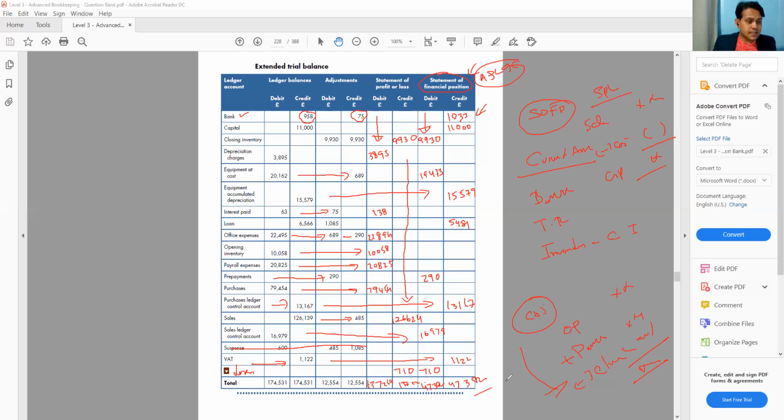Rent receivable is an asset. Rent receivable, yes. So you're going to receive some rent. That will be your asset here.